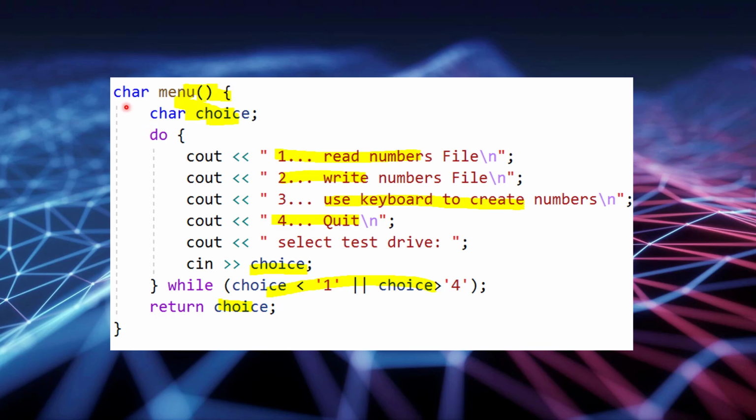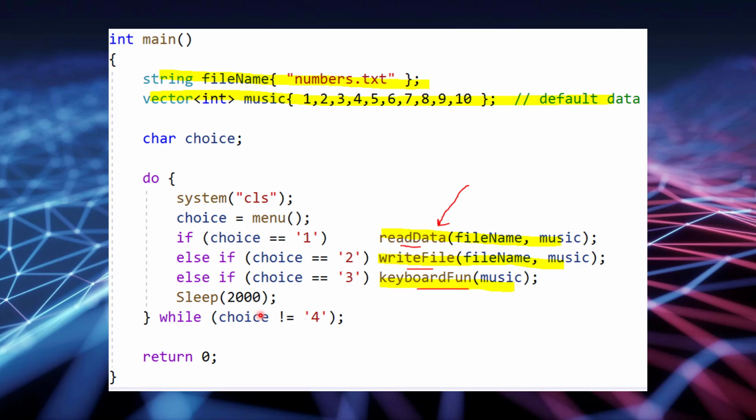Here is our menu code. It looks similar to what we've done in class, where we have a choice, a local variable. We go through this while loop and we say if you entered a number less than the character 1 or greater than the character 4, we reject it because we only want 1, 2, 3, and 4 to be selected, and we return that choice. Where? Well, here's our main program.